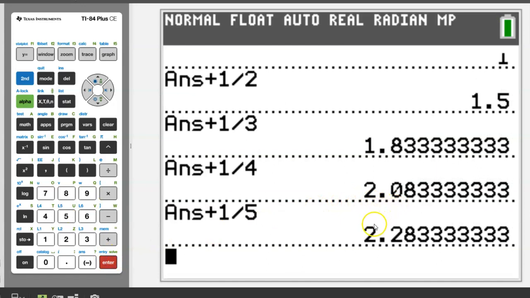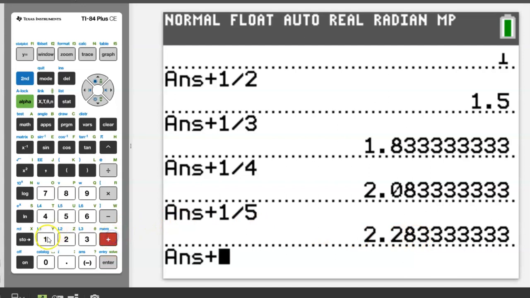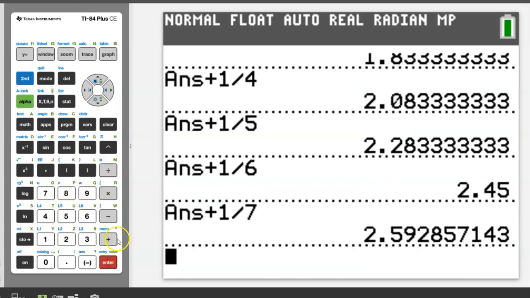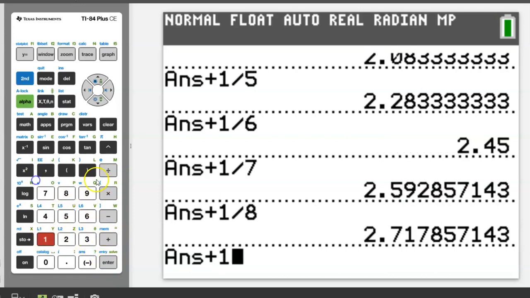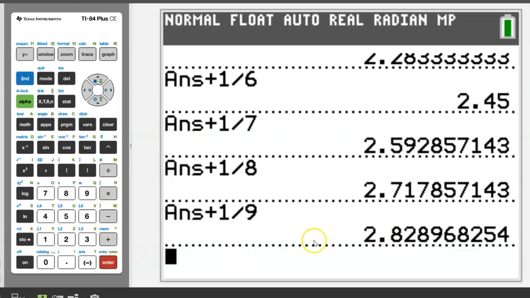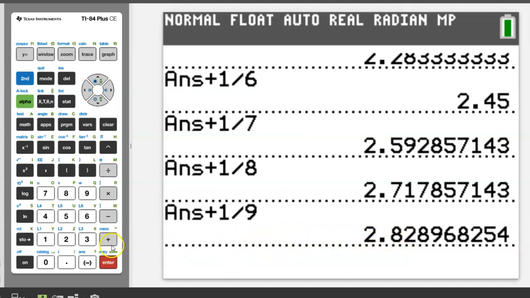Alright, so let's make a guess. Maybe this will level off at 3, and it won't go past 3. We've already gone past 1 and we've gone past 2, so maybe it won't go past 3. Let's see. Plus 1 over 6. Plus 1 over 7, plus 1 over 8, plus 1 over 9. Wow, getting really close to 3. Maybe it won't go past it. Maybe that'll be the limit.